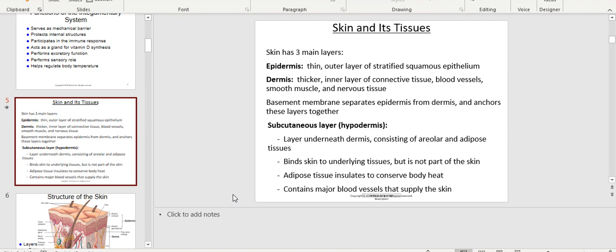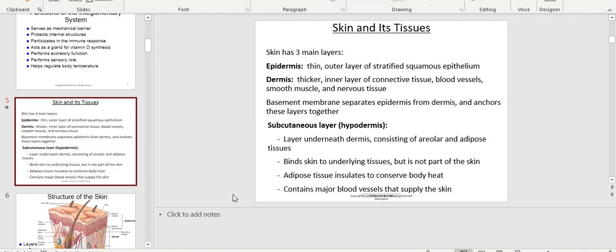The next layer underneath is your dermis, which is the thicker inner layer of connective tissue, blood vessels. And you see, this is alive. This layer has blood vessels, smooth muscle, and nervous tissue. It's alive, as the epidermis really isn't. You have the hypodermis, which we also call the subcutaneous layer. It's a layer underneath the dermis consisting of areolar and adipose tissue, which you will remember from the last lecture that we just had a couple of minutes ago.